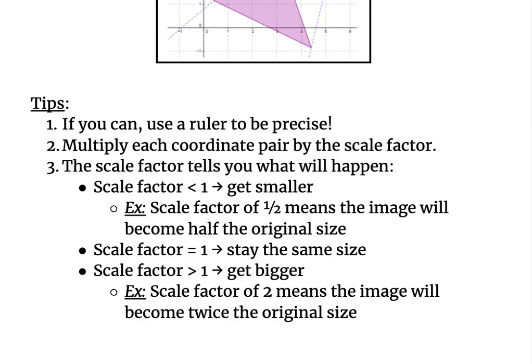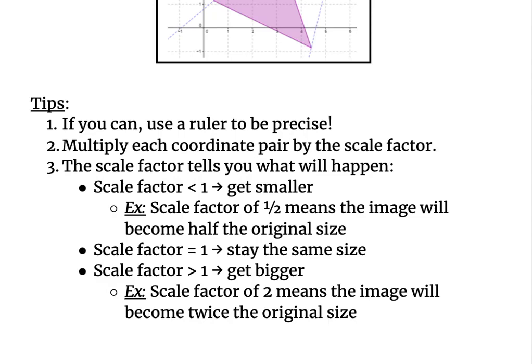If your scale factor is a number less than 1, so that's going to be a fraction that's less than 1, your image is going to be a smaller one compared to your object. So a scale factor of a half means that the image will become half of the original size. A scale factor equaling exactly 1 means it's going to stay exactly the same, because anything times 1 gives you the same number. So it's just like multiplication. So multiplying is the key here.